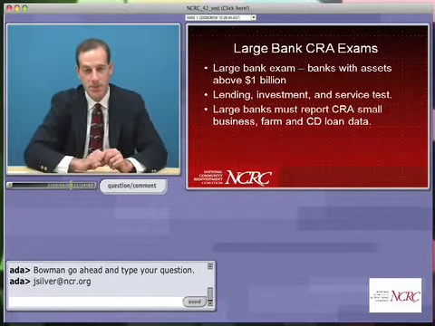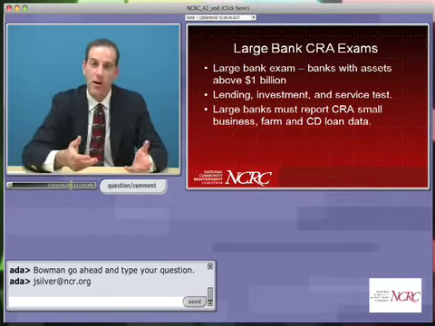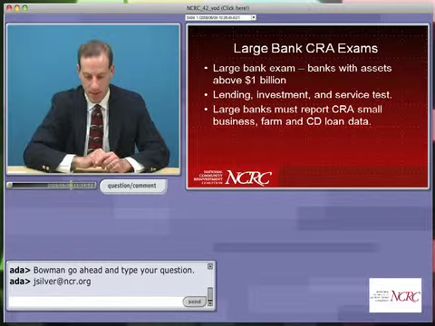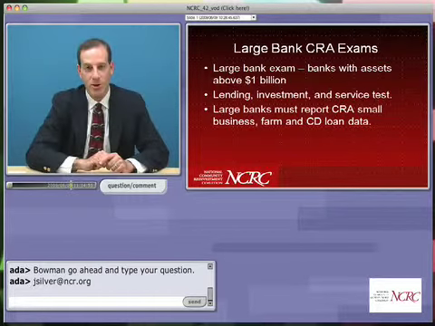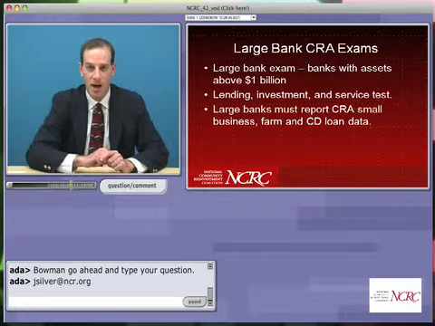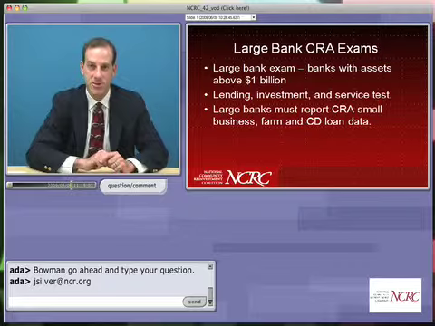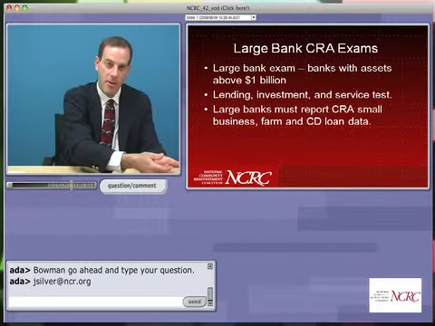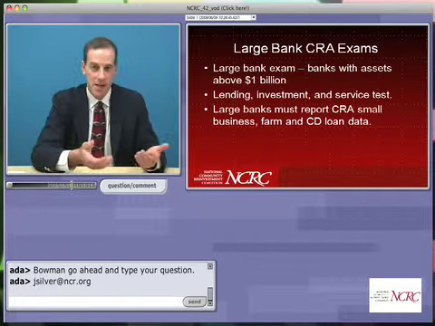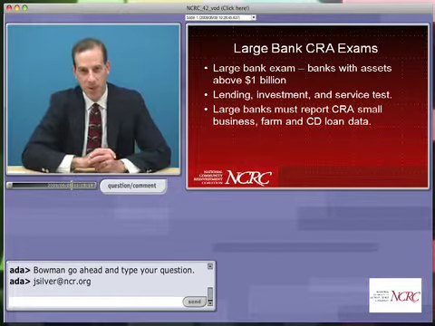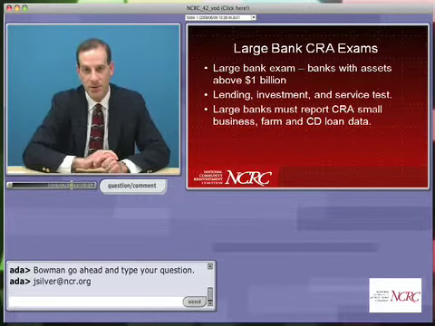Or grants to housing counseling agencies or other agencies that are serving low and moderate income people count on the investment test. The service test looks at bank branches in low and moderate income communities. That's very, very important because oftentimes people establish relationships with banks through the branch. Say you're a small business. You initially put your deposits in the bank branch. And after a while you get to know the tellers and the loan officers, and after a while you're a small business, you get a loan through that branch. So the branches are very important.